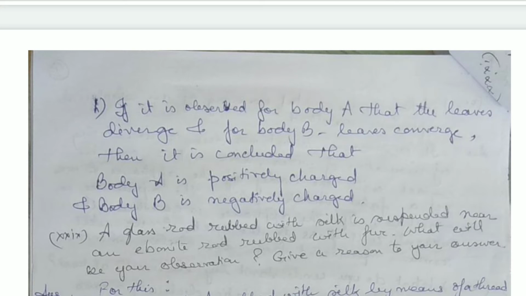So from this experiment, we will deduce that body A is positively charged because the gold leaf electroscope is also positively charged, and so body A is also positively charged. That's why the divergence of the leaves is more. But in case of body B, what happens? The leaves do not diverge but they converge. This shows that body B is negatively charged.